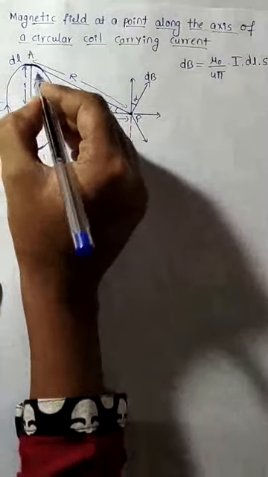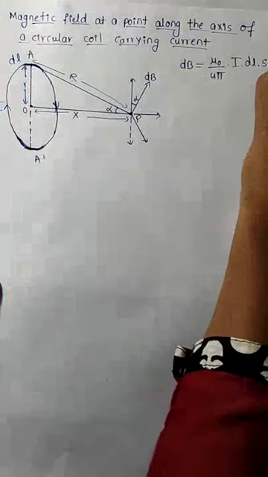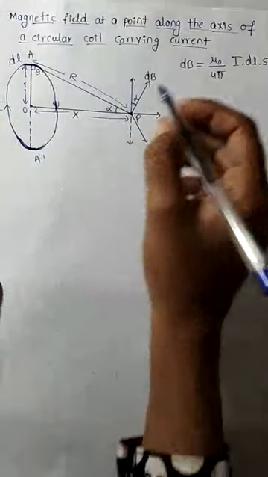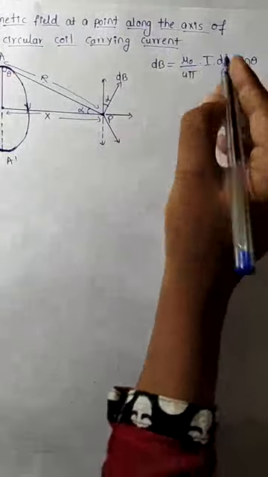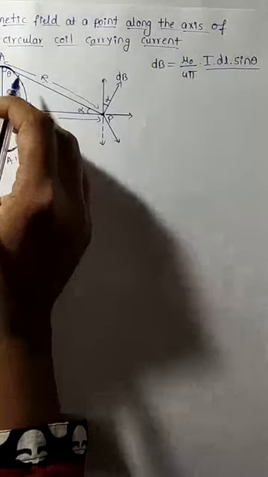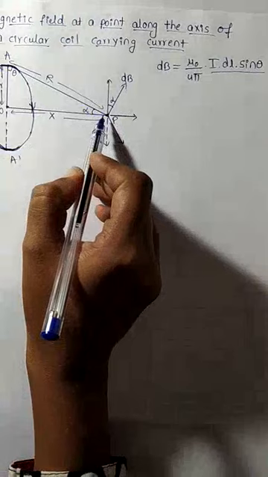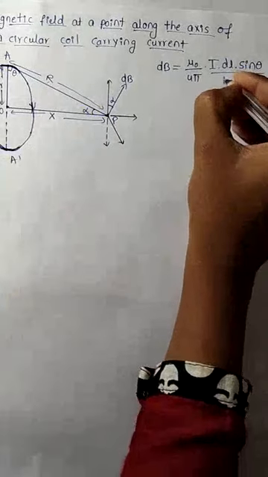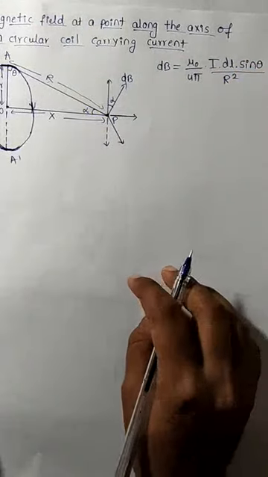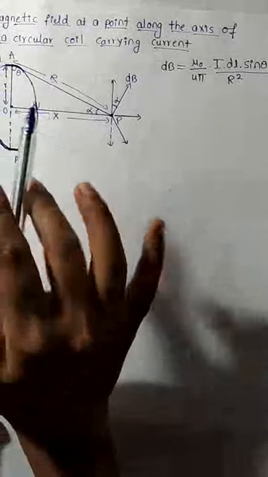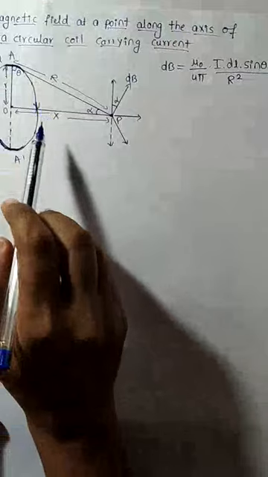So if you take that too, its angle is nothing but theta. So this is the theta angle I had chosen. So sine theta divided by the distance between these two. The distance between this current element and the point P is nothing but capital R square. So divided by R square. So here we had taken the Biot-Savart law, and that Biot-Savart law we applied for this circular coil.